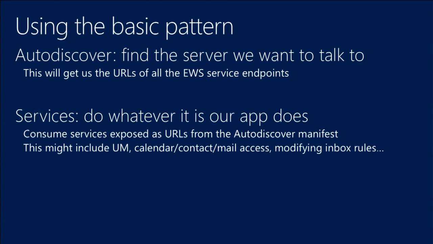Then we're going to use Exchange Web Services themselves to do whatever it is our application does. So with those APIs, we can read any data item in the Exchange store to which we have access. So contacts, calendar items, mail messages, folders, inbox rules, call answering rules, contact photos. Basically everything in the Exchange store is available to us.